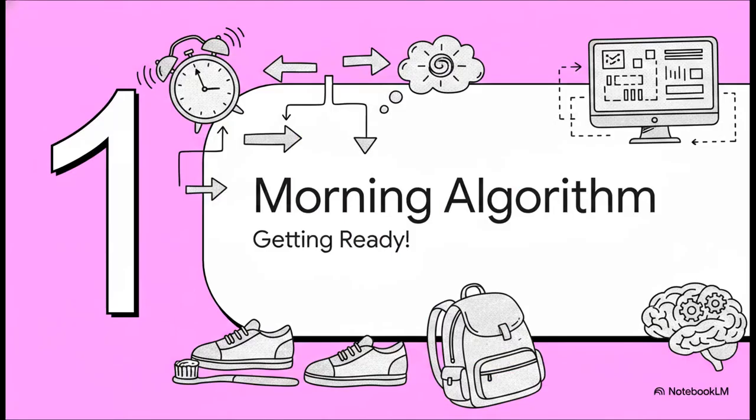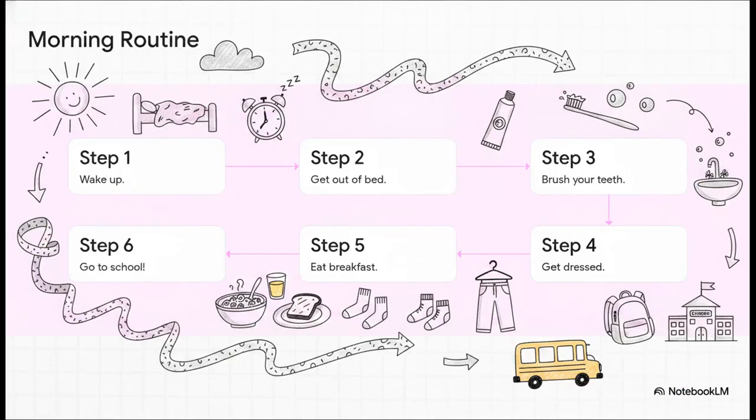Section 1. Our morning algorithm, getting ready for school. So, before we go entirely into the digital realm, you might not even realize that you actually follow your own algorithms every single day without even thinking about it. Watch this. 1. Wake up. 2. Get out of bed. 3. Brush teeth. 4. Get dressed. 5. Eat breakfast. 6. Go to school.